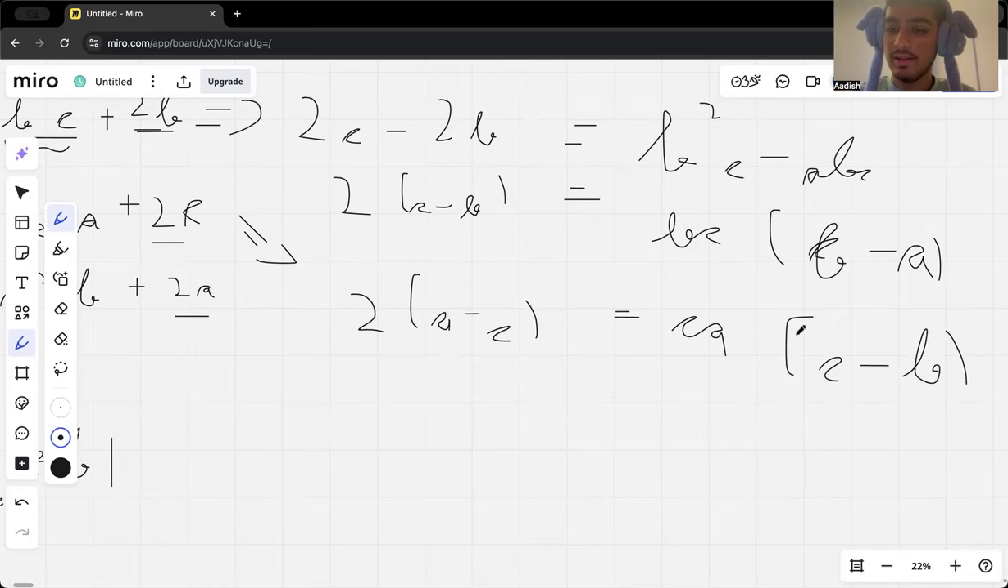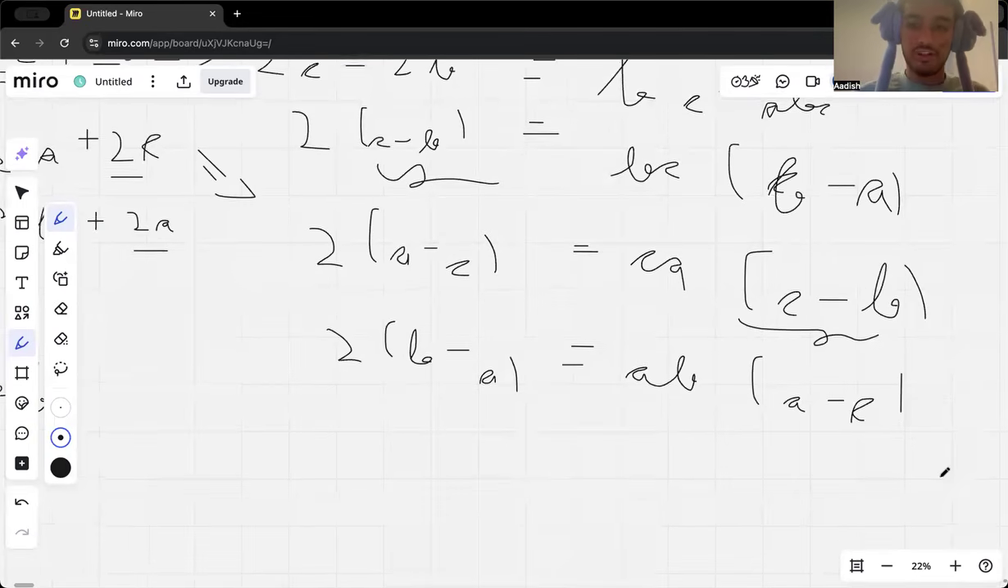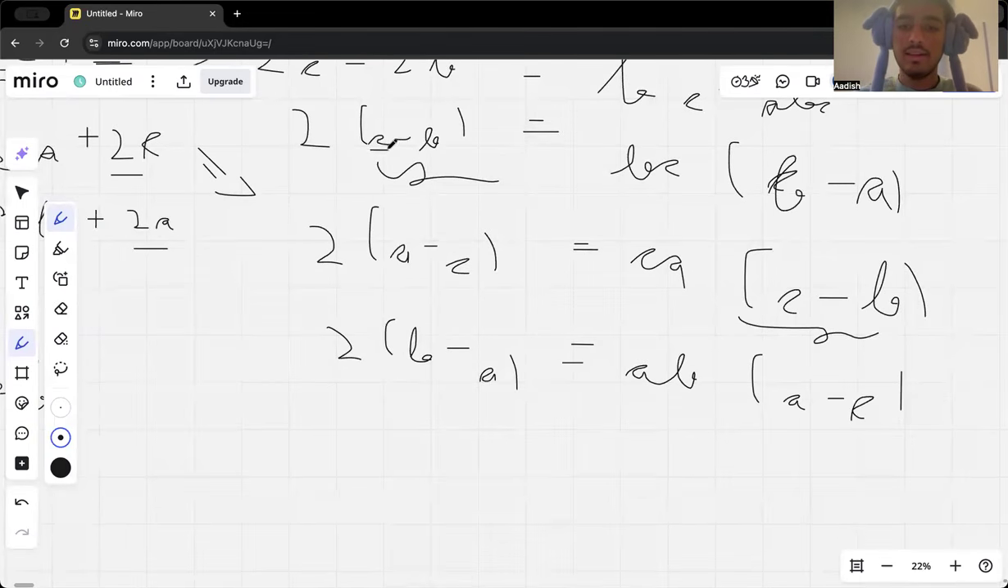And do you notice something? There's a c minus b here. There's a c minus b here. When you multiply these equations, now you can cancel this. Similarly, write the third equation, which, you know what, fine, I'll do it. 2 times b minus a equal ab and a minus c. Now you multiply all three equations, and this cancels with this cancels with this cancels with this.